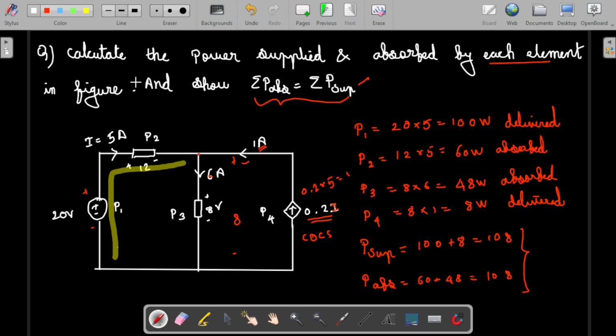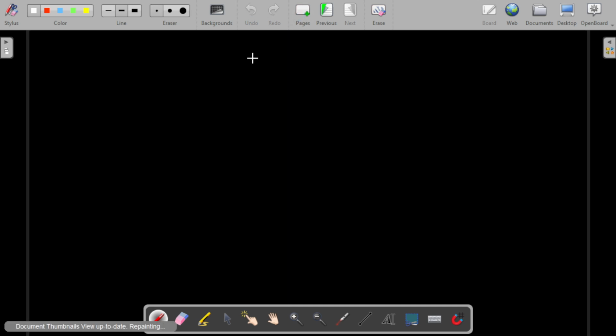Let's now start the next topic, that is the types of circuit elements.